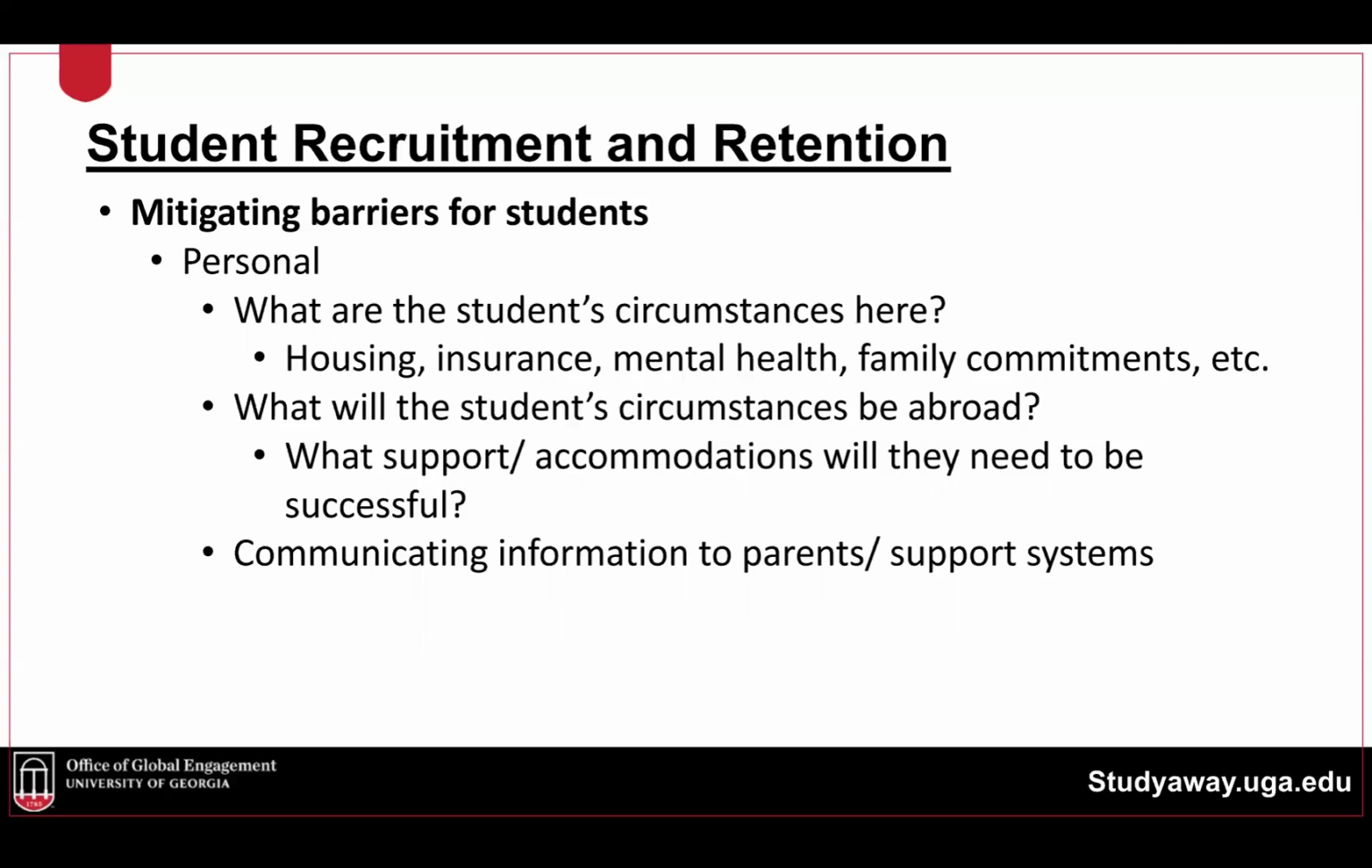And then making sure that all of this information is communicable to parents and support systems. Clearly with FERPA, we're not necessarily allowed to proactively reach out to students' support systems, but maybe writing every single email with parents and support systems in mind, or encouraging students to share certain information with parents and support systems, can be really, really helpful in getting those very important people in the students' lives on board with the idea of studying abroad.